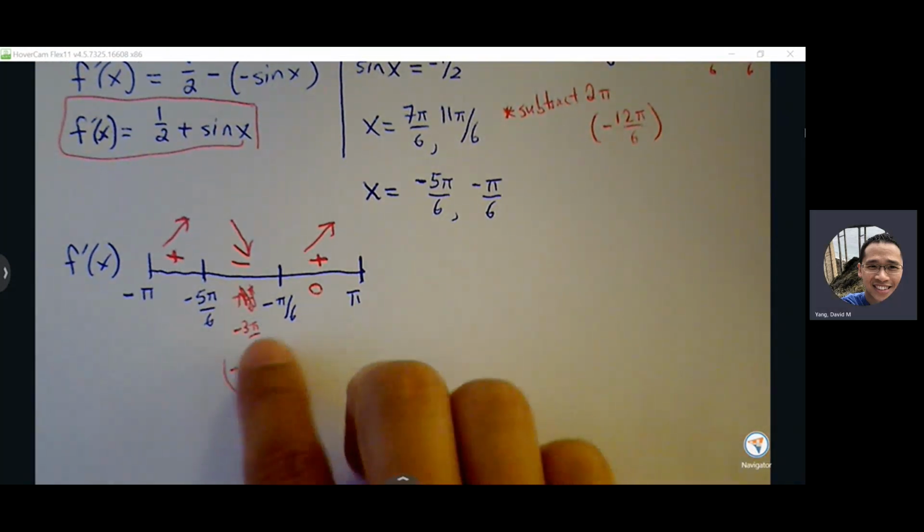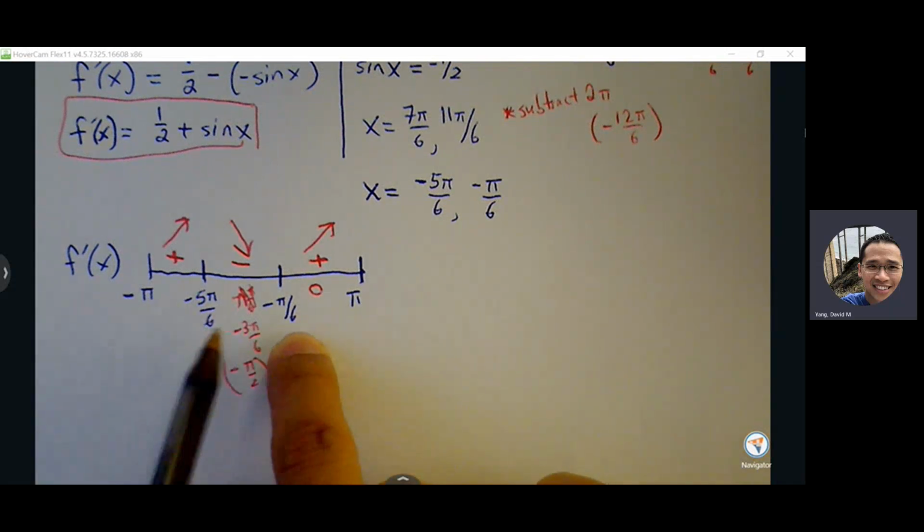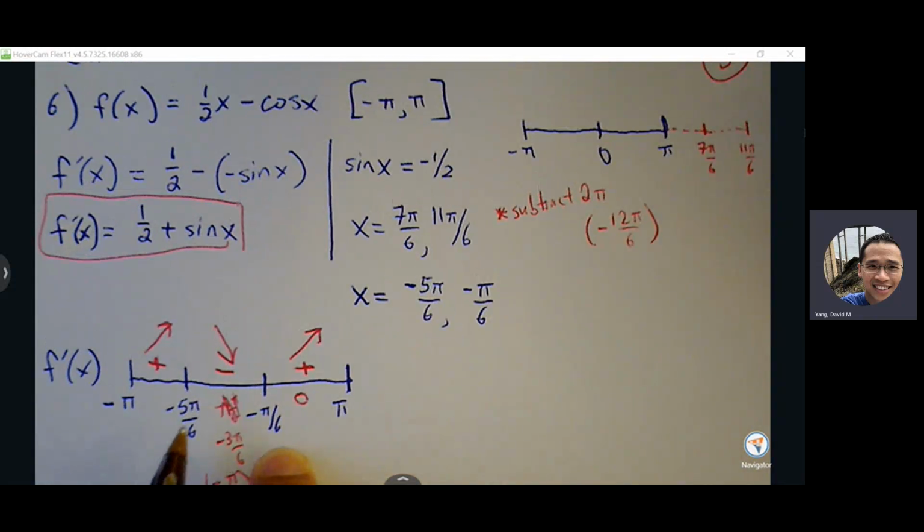Okay, so we can expect a few things, right? We know that there is a relative maximum at negative 5 pi over 6, and there's a relative minimum at negative pi over 6.